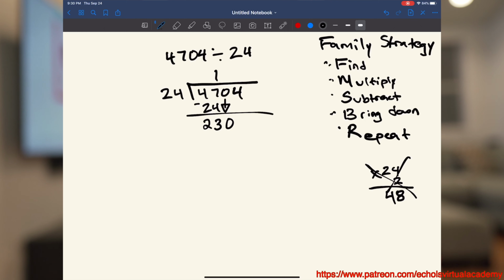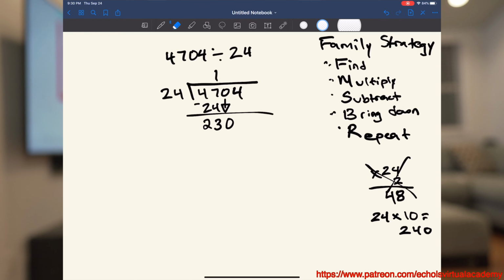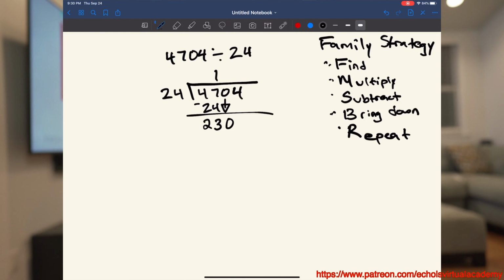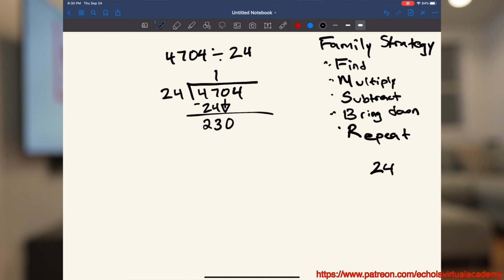Well, we come to the side again. We know that if we do 24 times 10, that gives us 240. And we know that 240 is bigger than 230. So 240 is not going to work. So 24 times 10 doesn't work. Well, let's try 24 times 9. And you always want to do your work on the side just to make sure.